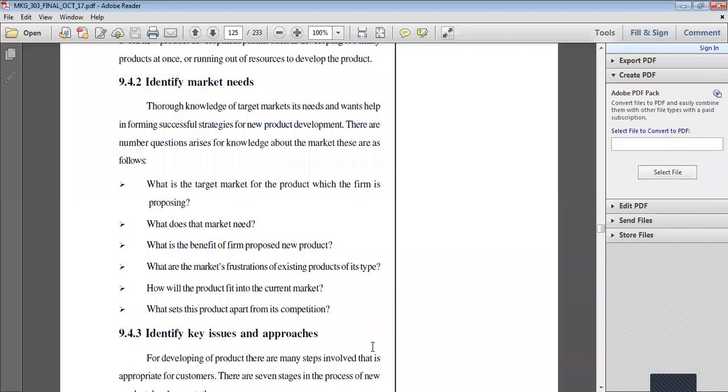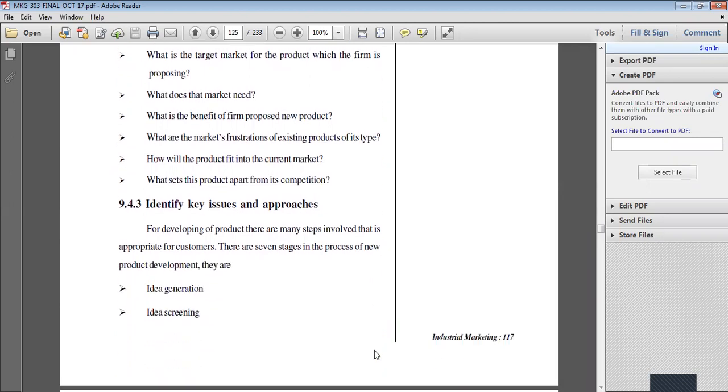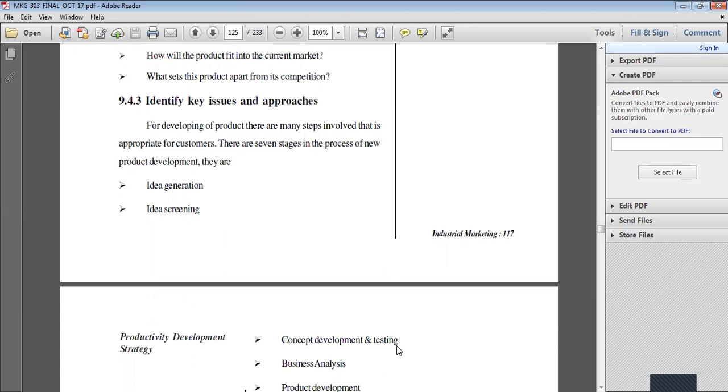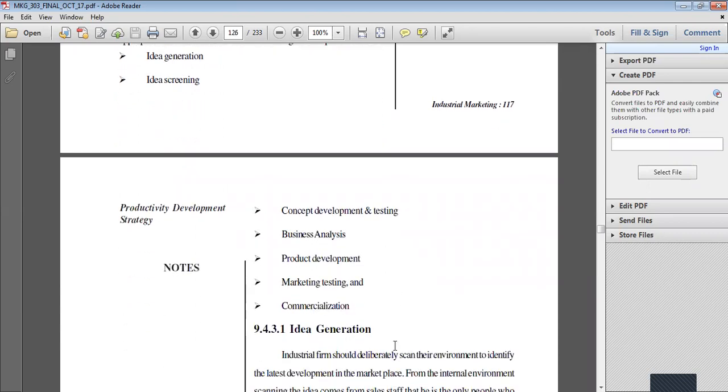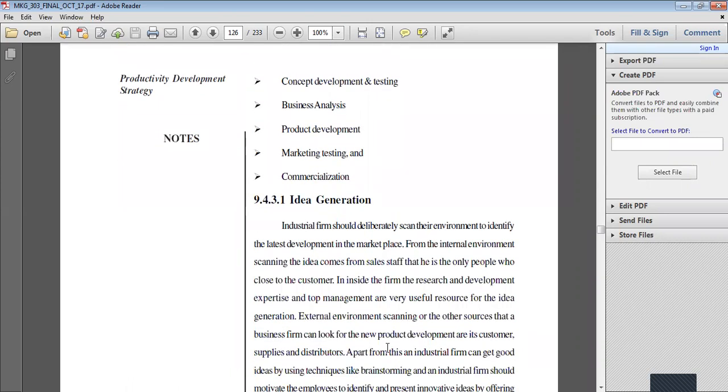What are the market's frustrations with existing products of which types? How will the product fit into the current market? And what sets this product apart from its competition? Identify key issues and approaches. First approach is idea generation, idea screening, concept development and testing, business analysis, product development, market testing, and commercialization.